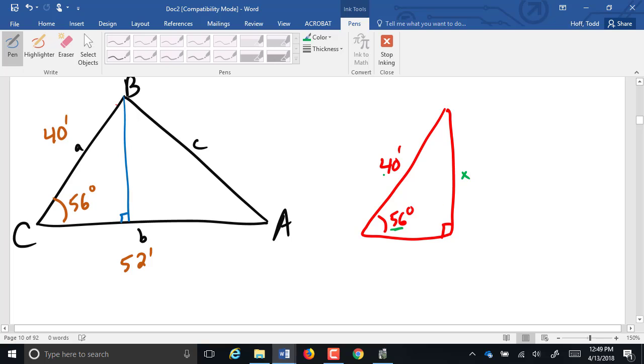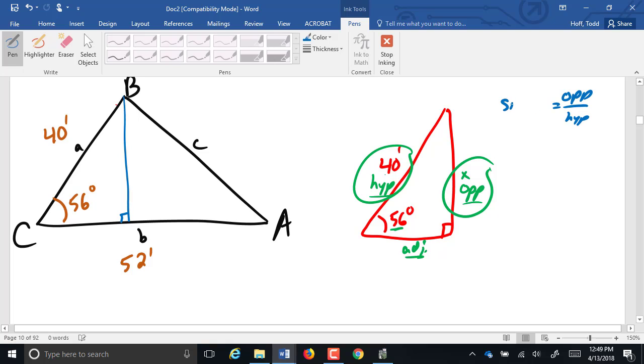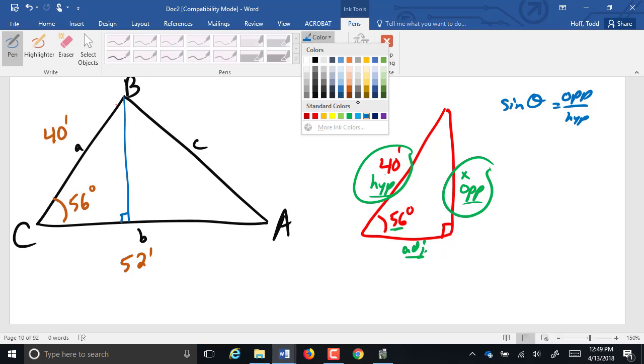According to this angle, the 40 is which side? Hypotenuse, right? It's across from the right angle. Adjacent would be down here. This is the adjacent leg. X is the opposite side. So we have the hypotenuse and we're looking for the opposite side. What trig function uses opposite and hypotenuse? Sine. So let's fill in what we know.